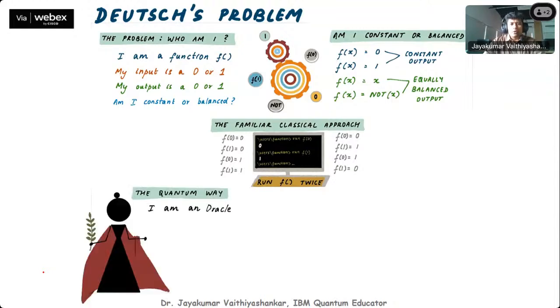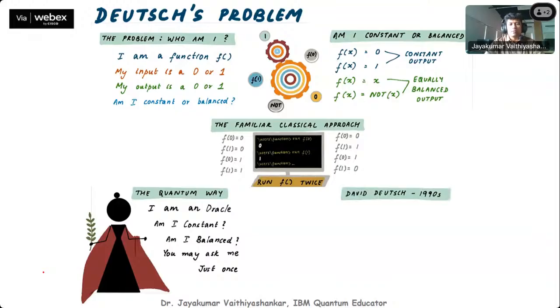Suppose you want to implement this in quantum, we will use an oracle, like a predictor. So this oracle will predict whether a given function is constant or balanced in a single run. This is the beauty of quantum algorithms. In classical, we need to run at least twice. In quantum, in just one single query, we are able to decide whether the given function is constant or balanced.